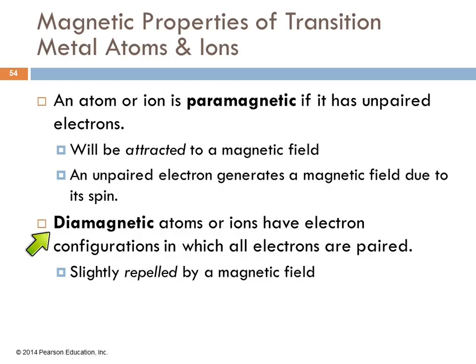Diamagnetic atoms or ions have electron configurations in which all the electrons are paired. So the way I try to remember this, at least, di means 2, right? Diamagnetic, there's 2 electrons. All the electrons are 2 by 2. Dielectric is a completely different idea. Diamagnetic, they're all paired up. These sorts of atoms or ions are actually slightly repelled by magnetic fields. They're not going to stick.